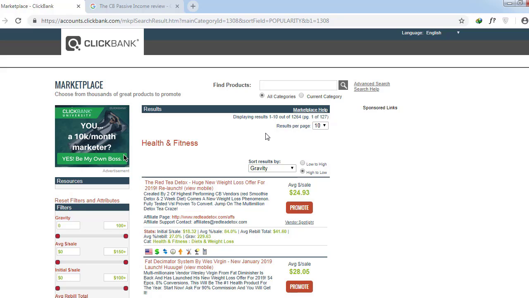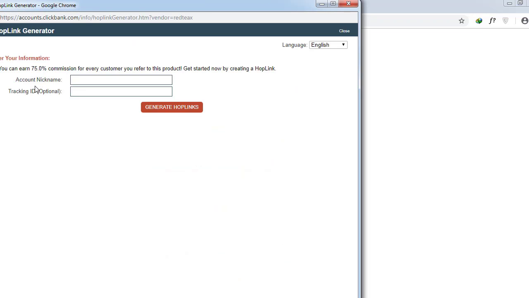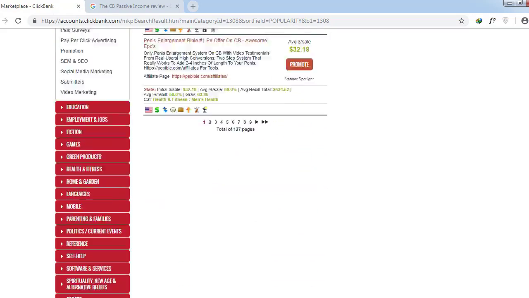Clickbank provides you a special link which is unique to you, and no one else in the world can claim that link. You can get that link for a related product by clicking on the promote button. Here if you log in, you will get your account nickname, and you can also track that link by providing some tracking ID code. And when you click generate hop links, it will give you a unique link. As I have not signed in, you are not seeing the link here.